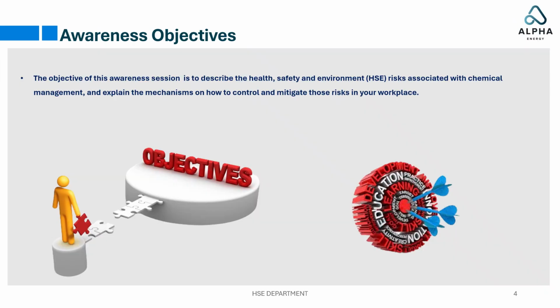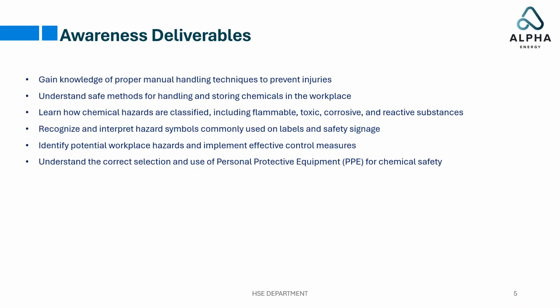The objective of this awareness session is to describe the health, safety, and environment (HSE) risks associated with chemical management, and explain the mechanisms on how to control and mitigate those risks in your workplace. The deliverables of this awareness session are to ensure the following: gain knowledge of proper manual handling techniques to prevent injuries. Understand safe methods for handling and storing chemicals in the workplace.